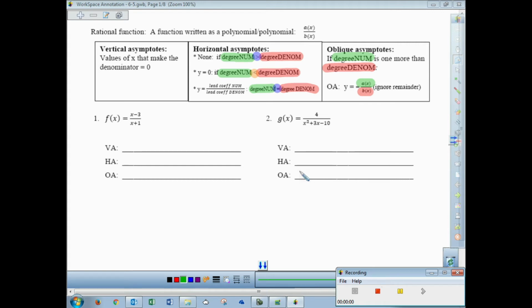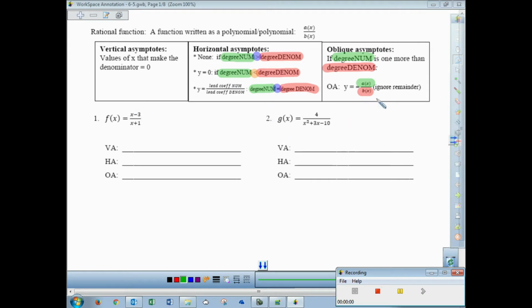All right, this is lesson 6.5. Today we're talking about rational functions. The difference between a rational function and a polynomial is, if you look at number 1 and number 2 here, you've got stuff in the denominator. You've got x's in the denominator. Remember, we're going to start out small with number 1 and number 2.